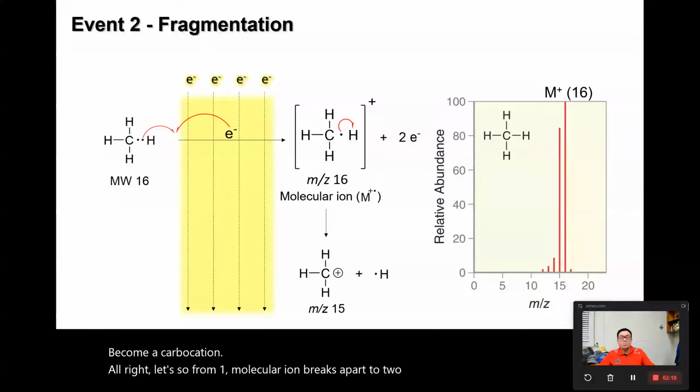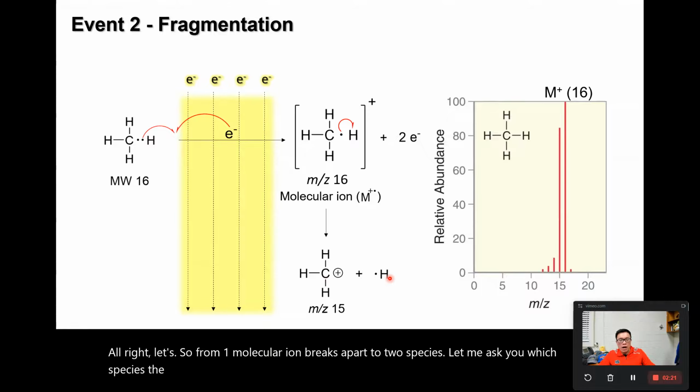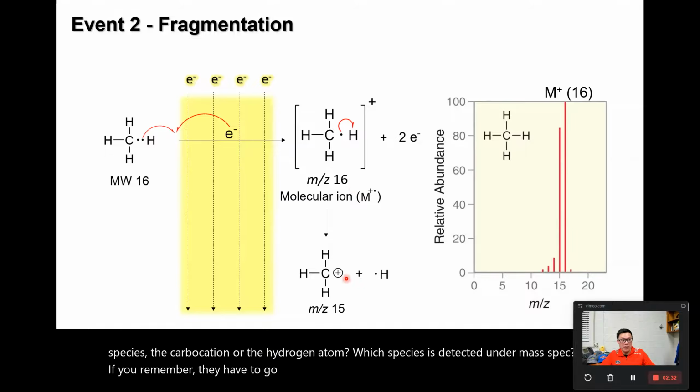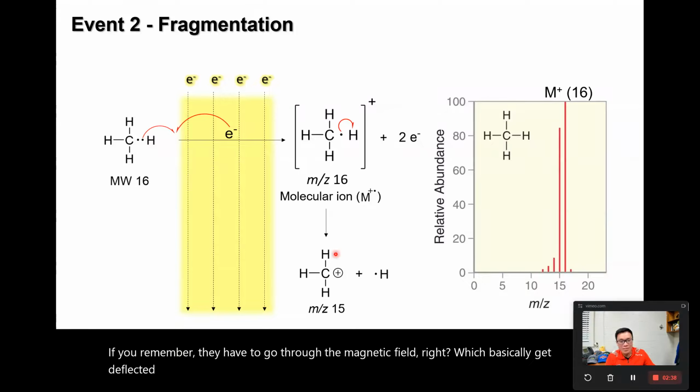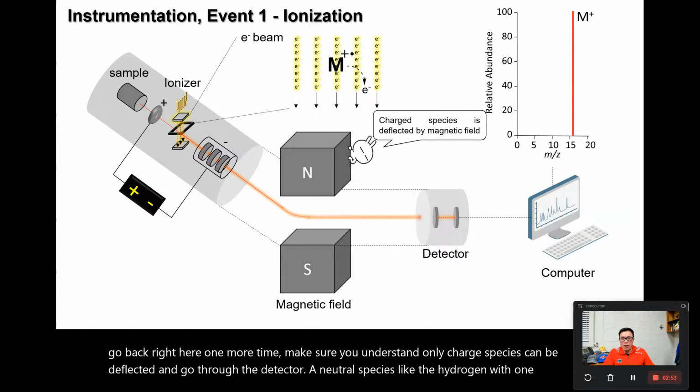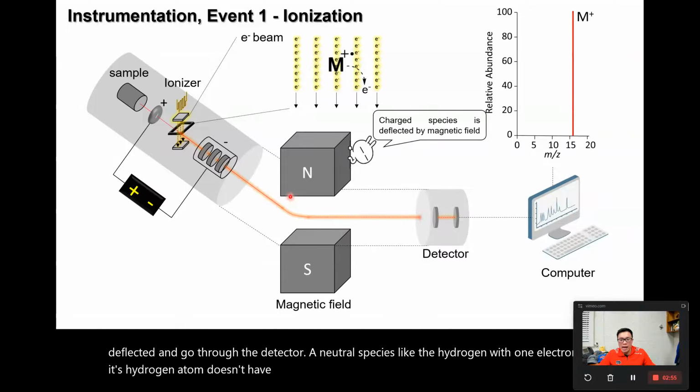Let me ask you, which species, the carbocation or the hydrogen atom, is detected under mass spec? If you remember, they have to go through the magnetic field, right? Which species get deflected? Only charged species, only this guy can go through the magnetic field. Go back right here one more time, make sure you understand. Only charged species can be deflected and go through the detector. A neutral species, like the hydrogen atom with 1 electron, doesn't have a charge. It goes through, hits the side of the instrument, and doesn't go to the detector.